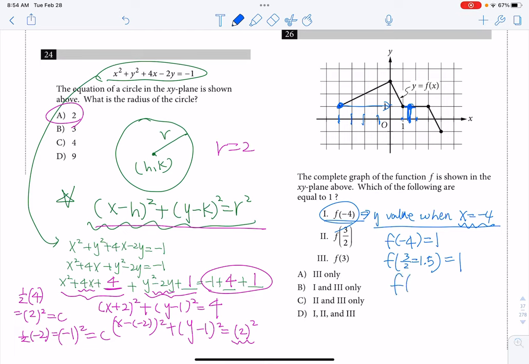And what is the f of 3 value? We try to find the y value when x equals 3. When x equals 1, 2, 3, the y value will also be 1. And they're asking which of the following are equal to 1. All of them. So D.